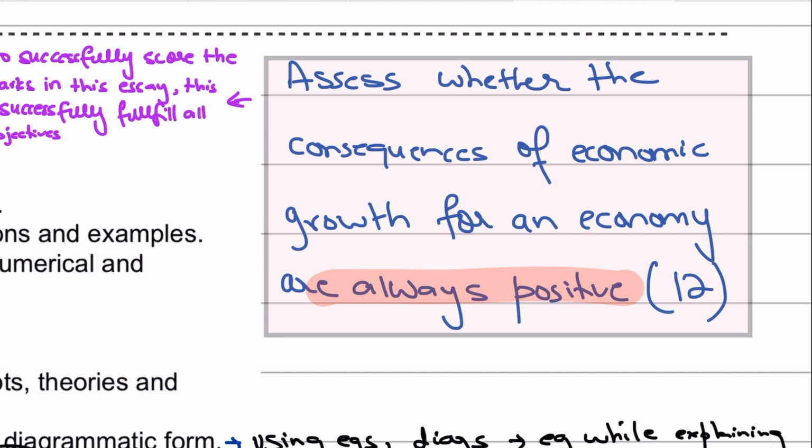That doesn't make economic growth positive, because high demand for inflation can reduce international competitiveness and cause the cost of living to go up. So here you're bringing the examiner to a certain viewpoint. And that is what evaluation is, through your counter narrative.